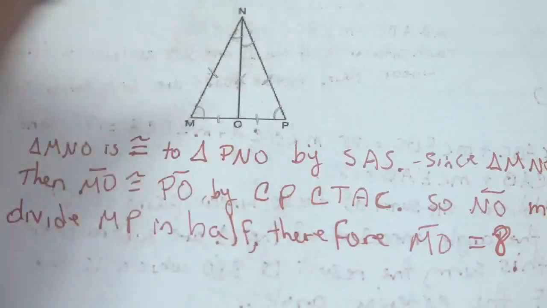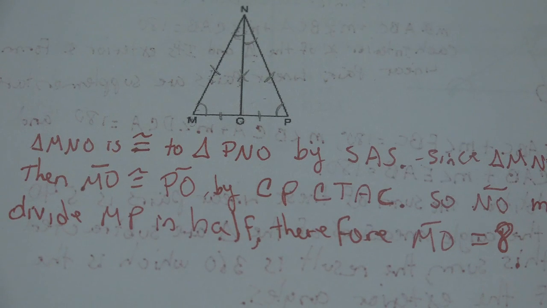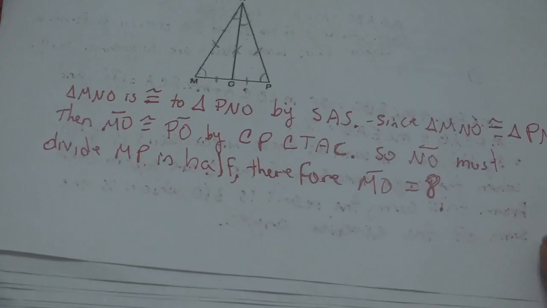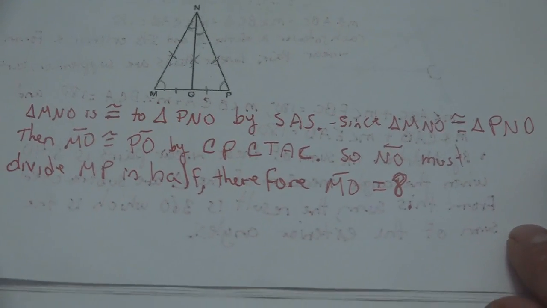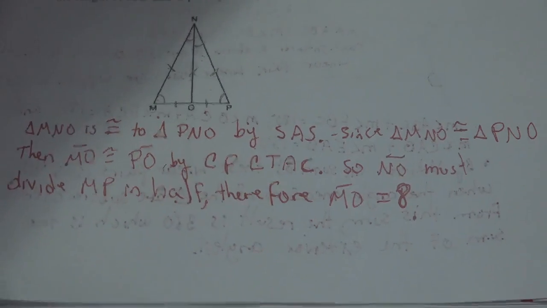Therefore, MO equals half of 16, which is 8. Make sense? So that's it. Okay, put it right here so you could see it. Although you just pause it and follow along. All right, let's move on to the next question.